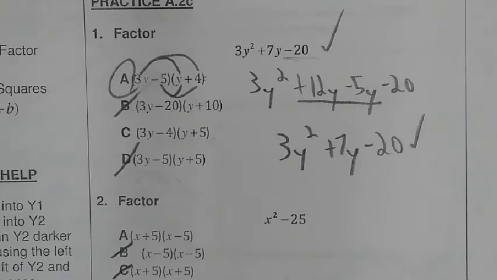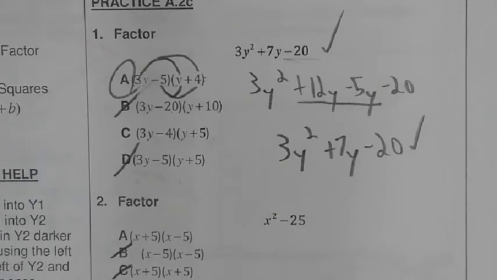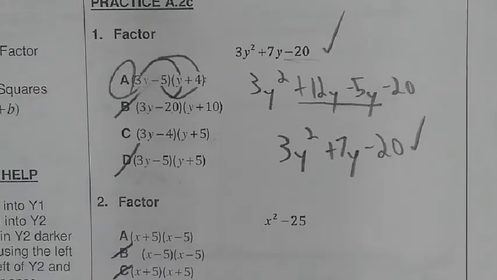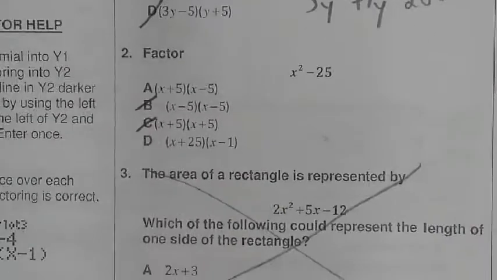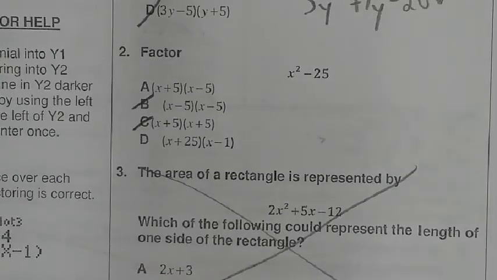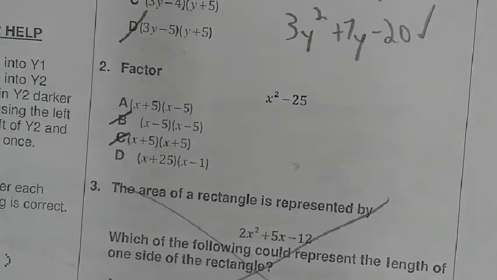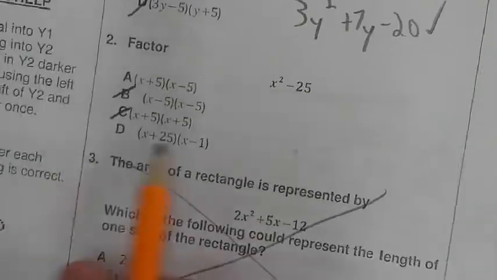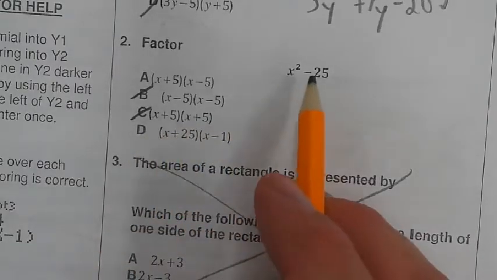All right. So number 2, I'll work out step by step with you. All right, number 2. We have x squared minus 25, so we're trying to get that answer. Well, if you notice, I've already marked out B and C because I have a negative 25.